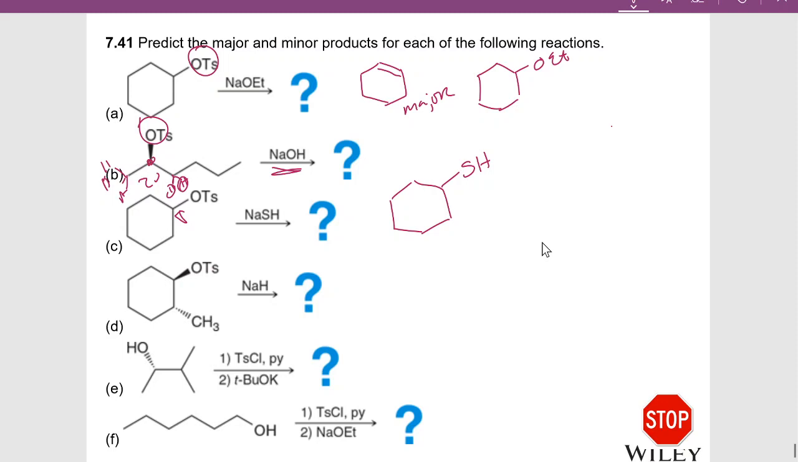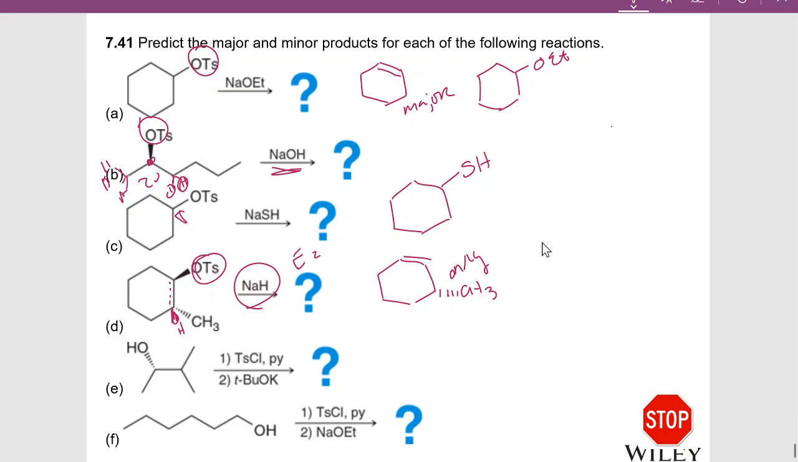The next starting material, our OTs is right here. So that is secondary, okay? And sodium hydride is our reagent, and that is base only. Okay, so strong base, weak nucleophile, and secondary, E2 is going to be our only possibility. All right, and so if we eliminate this way, we've got a hydrogen coming out here, but it is not anti-periplanar. Okay, so we have to have it anti-periplanar, and that means that this is going to be our only product.